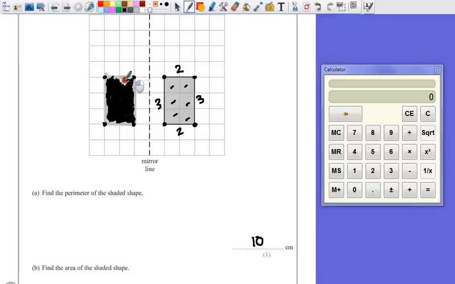Again, if you've done this without tracing paper, but you do get access to it, then just put your tracing paper over the top, trace the shape, flip it over, and make sure that it is exactly the same size and that it's the same distance away from the line. There we go. And that's full marks on that.